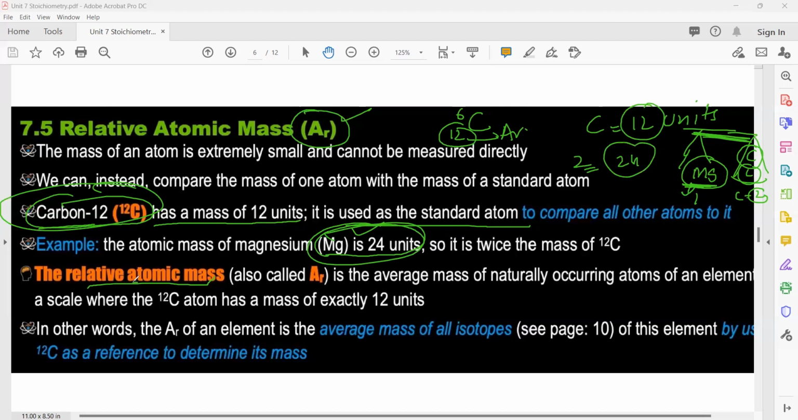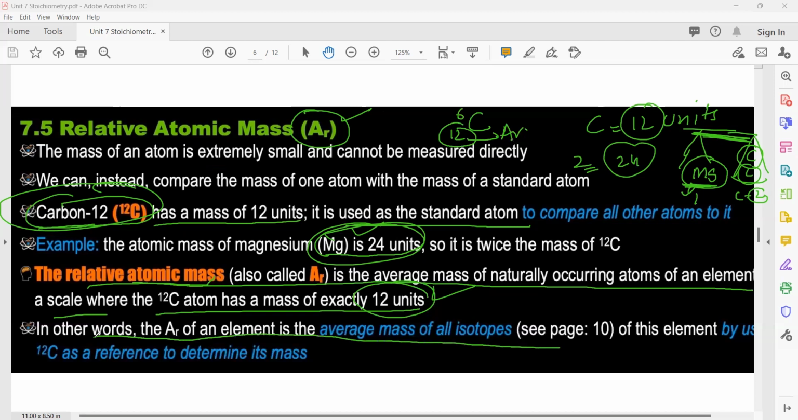Now here, the relative atomic mass is the average mass of naturally occurring atoms of an element on a scale where the carbon atom is exactly 12 units. So they are comparing this one. In other words, Ar of an element is the average mass of its isotopes. So sometimes if an element has isotopes, you will compare them all together.